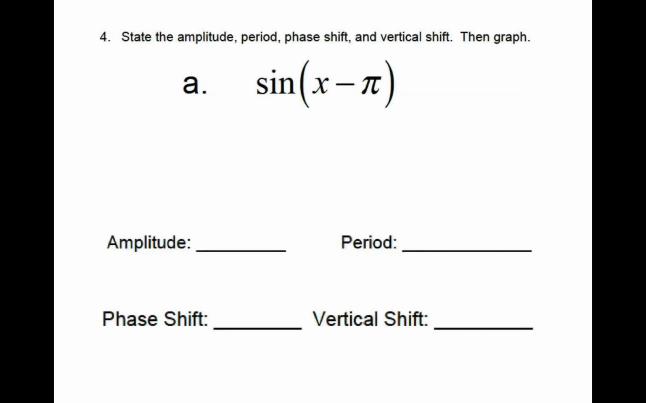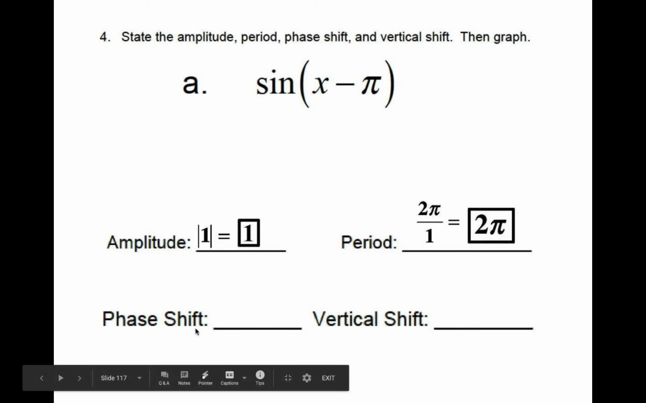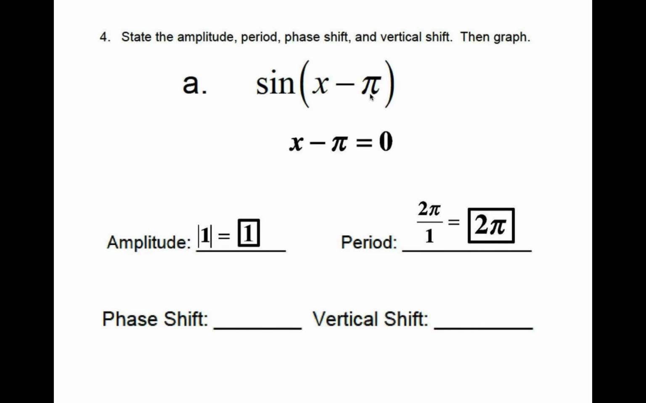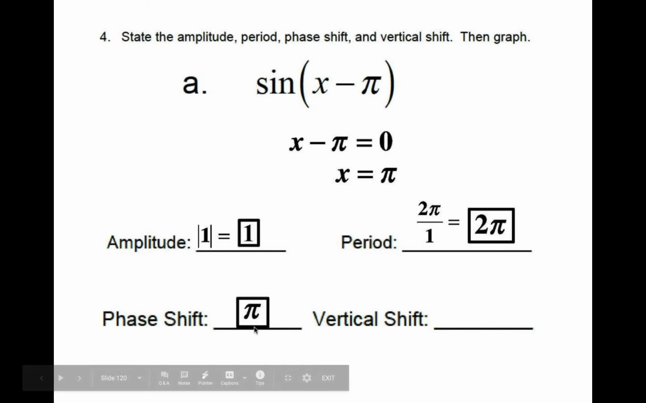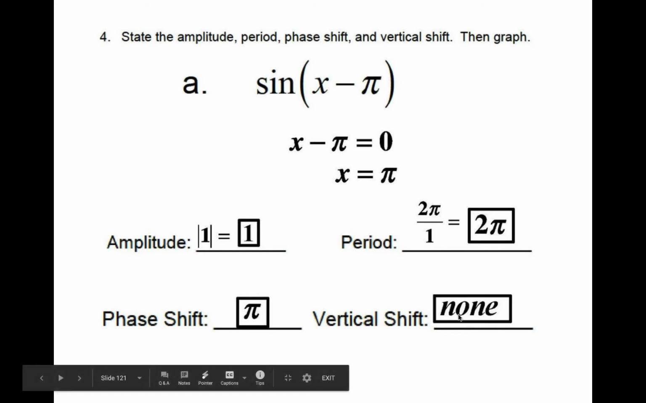All right, number 4 says the same thing, state the amplitude, period, phase shift, and vertical shift, but this time we're also going to graph. So the amplitude is the absolute value in front of the sine, so absolute value of 1 is 1. Your period is 2 pi divided by the number of x's. There's only one x, so 2 pi divided by 1 is 2 pi. Your phase shift is when you set the parentheses equal to 0. So to get x by itself, you're going to add the pi over. So we're going to get pi for our phase shift. So it's going to shift the graph right pi. Your vertical shift is the number on the end. There is no number on the end, so there is no vertical shift.